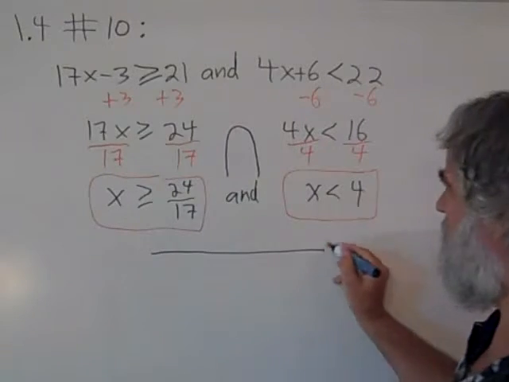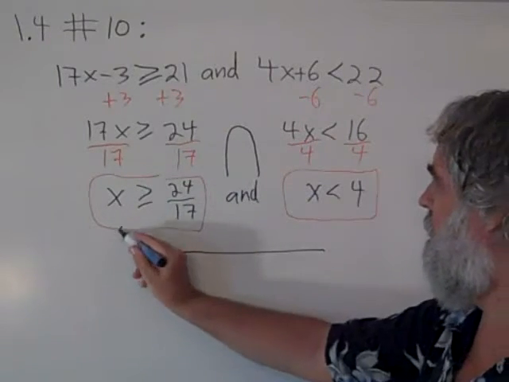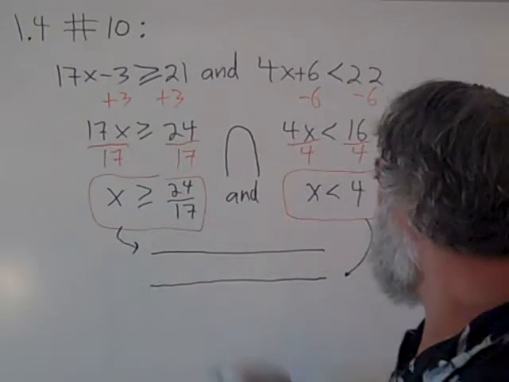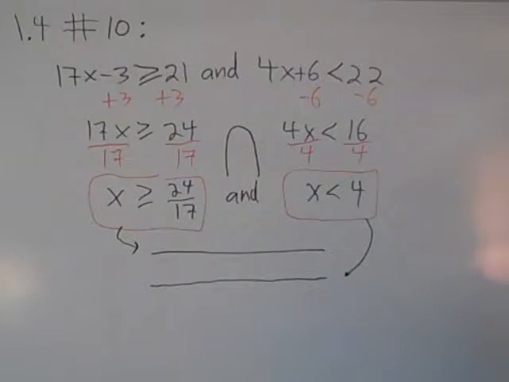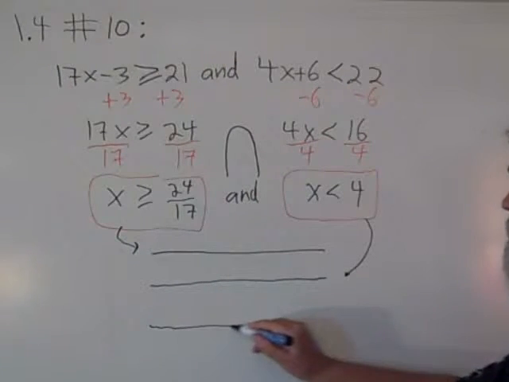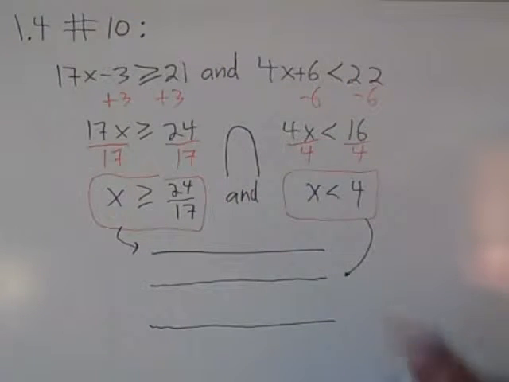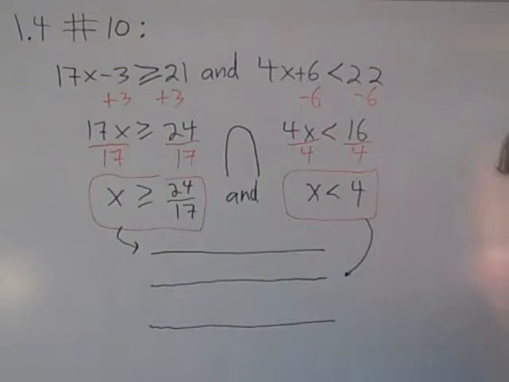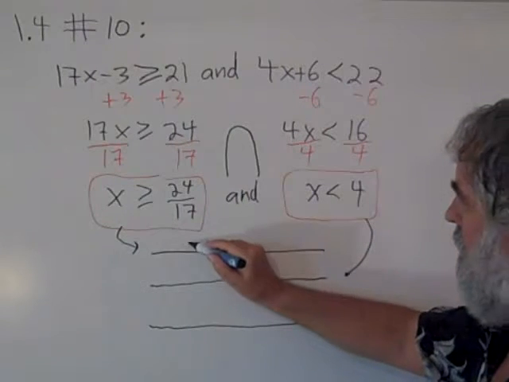There'll be one line to graph the solution of the first linear inequality. And on another line here, we'll graph the solution of the second linear inequality. And then we can look and see where the overlap is, where we'll put the solution that we're looking for here, this conjunction. Okay, so 24/17, notice that that's a number between 1 and 2.